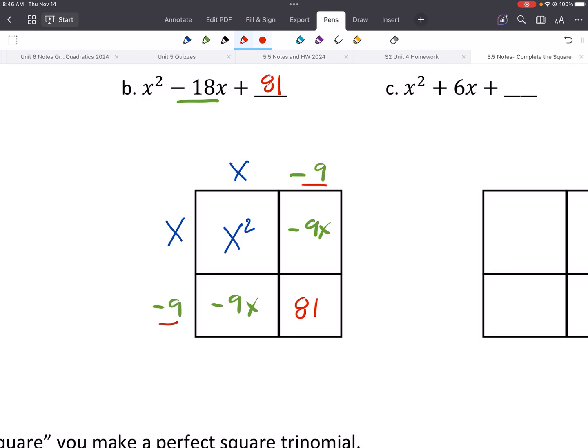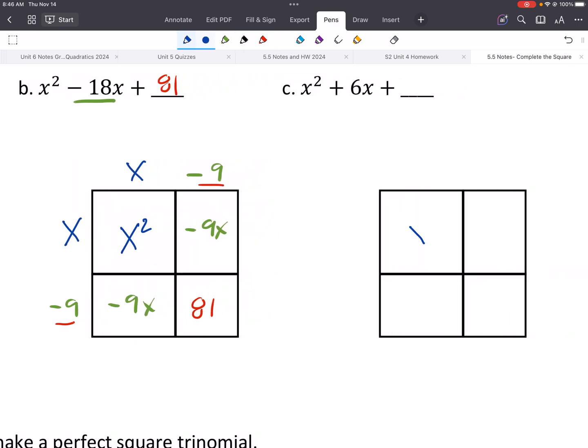Okay, and then for this last example, we would have x squared, x and x. Half of 6 is 3, so 3x and 3x. And then what completes the square? Again, that would be 3 times 3, which is 9.